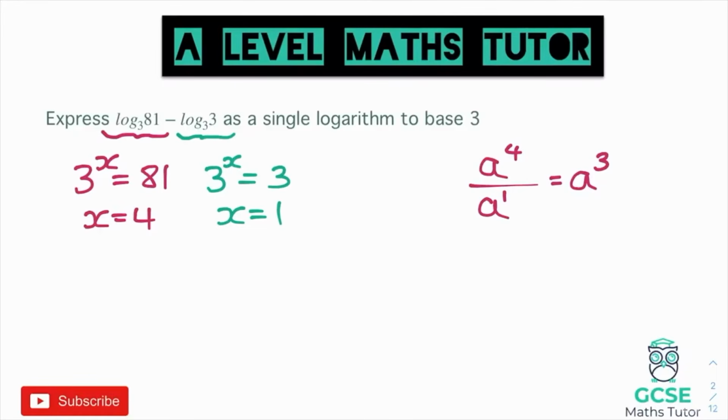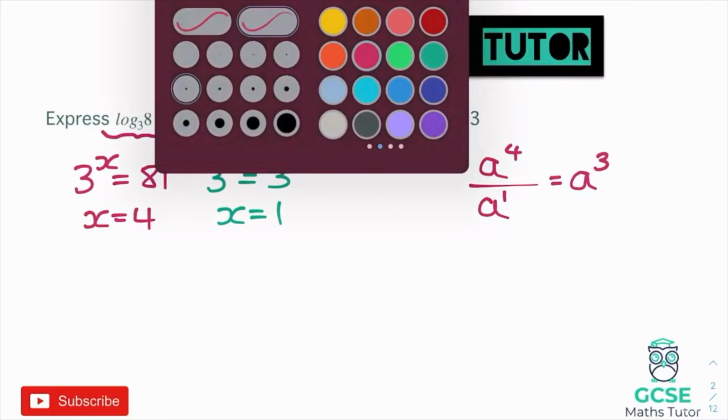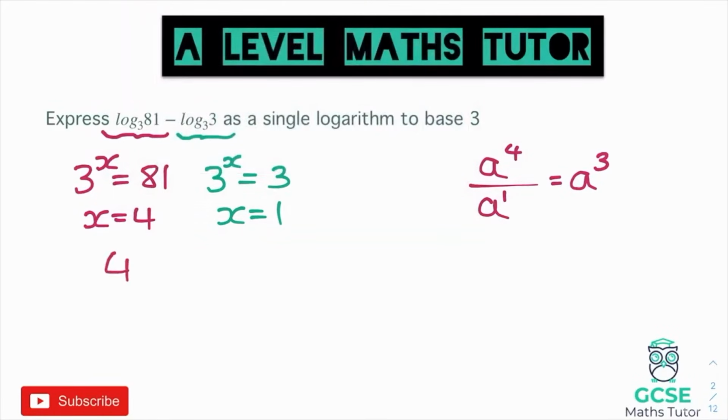So we've got our two numbers, we've got 4 and 1, and it's as simple as 4 take away 1, and that would give us our final answer, which for this one comes out as 3. And obviously we're not trying to work out that answer there, we're trying to write it as a single logarithm to base 3.